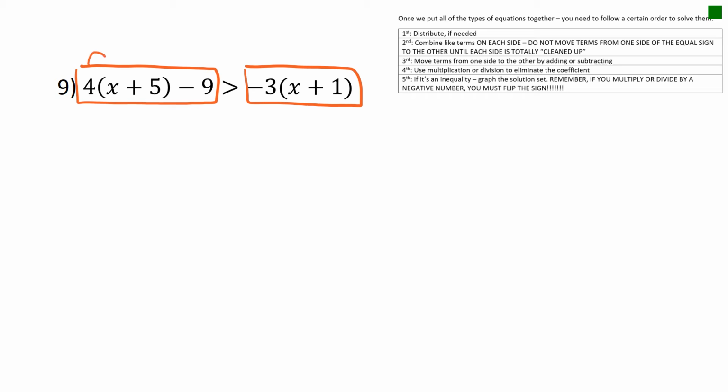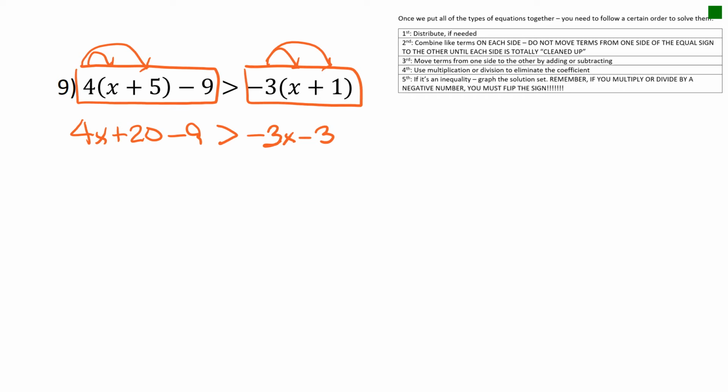Over here on the left, I'm going to distribute. 4 times x is 4x. 4 times 5 is plus 20, and then I have minus 9. I'm going to keep the greater than. Over here on the right-hand side, I'm going to distribute. Negative 3 times x is negative 3x. Negative 3 times 1 is negative 3.